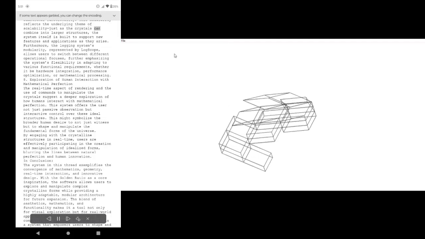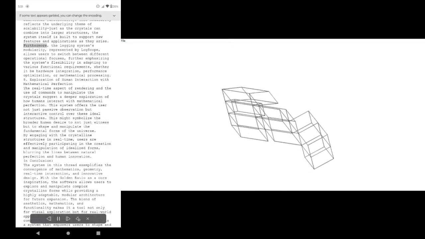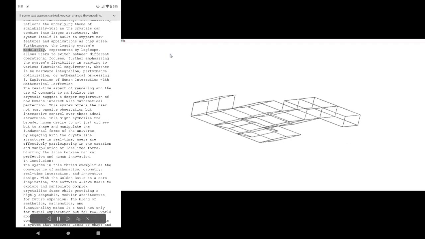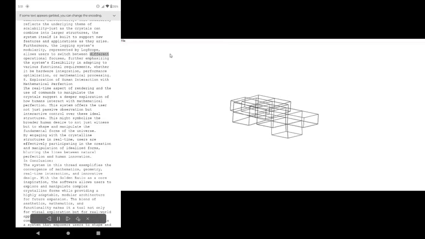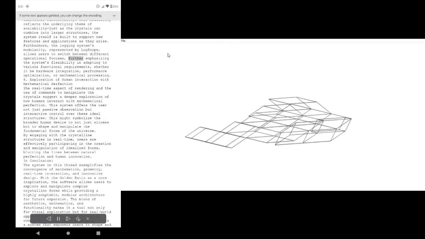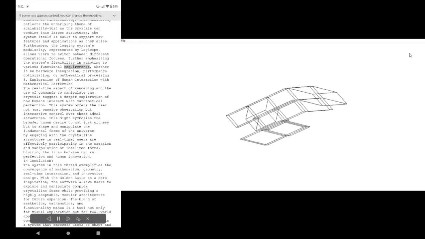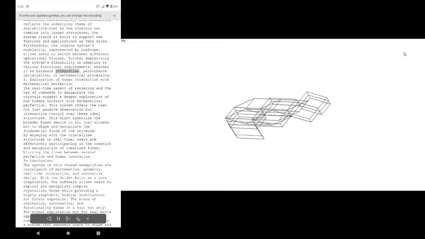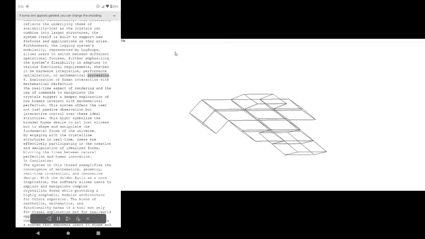Just as the crystals can combine into larger structures, the system itself is built to support new features and applications as they arise. Furthermore, the logging system's modularity, represented by LogScope, allows users to switch between different operational focuses, further emphasizing the system's flexibility in adapting to various functional requirements, whether it be hardware integration, performance optimization, or mathematical processing.